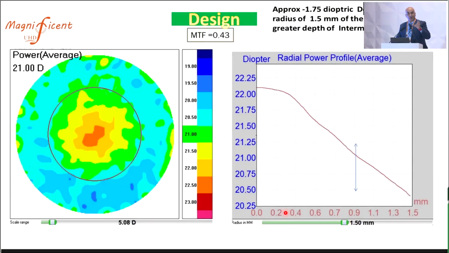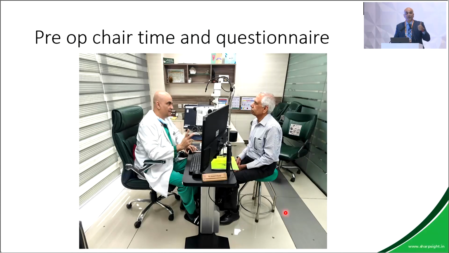This is how the lens probably works. The central 3 mm zone is giving you a near add of 1.75, which is a fairly good distance appreciation. In preoperative chair time, you need to tell the patient that you are not going to see very well for near. You need to emphasize that because patients will always hear that you're referring to near, but you're referring to intermediate.